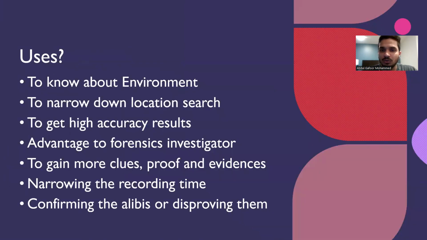So basically, what are the uses that have come through the paper? So firstly, because of this, we get to know about the environment wherever a crime scene is happening, or at least we can narrow it down to some specific place or specific location. With this paper, we are getting high accuracy results after running through different models, after running through different training data. So this can be very useful in predicting the area or location.